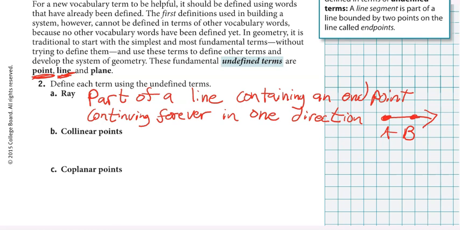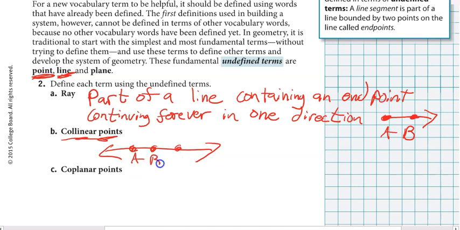Collinear points, how could we define that using undefined terms? Those would be points contained on the same line. So just like co-workers work at the same place, collinear points would be points that are contained on the same line. So here, for example, notice I have 3 points that I've identified on this line. They would all be considered collinear. So to define this using the undefined terms, we could call them collinear points, or points that are contained on the same line.